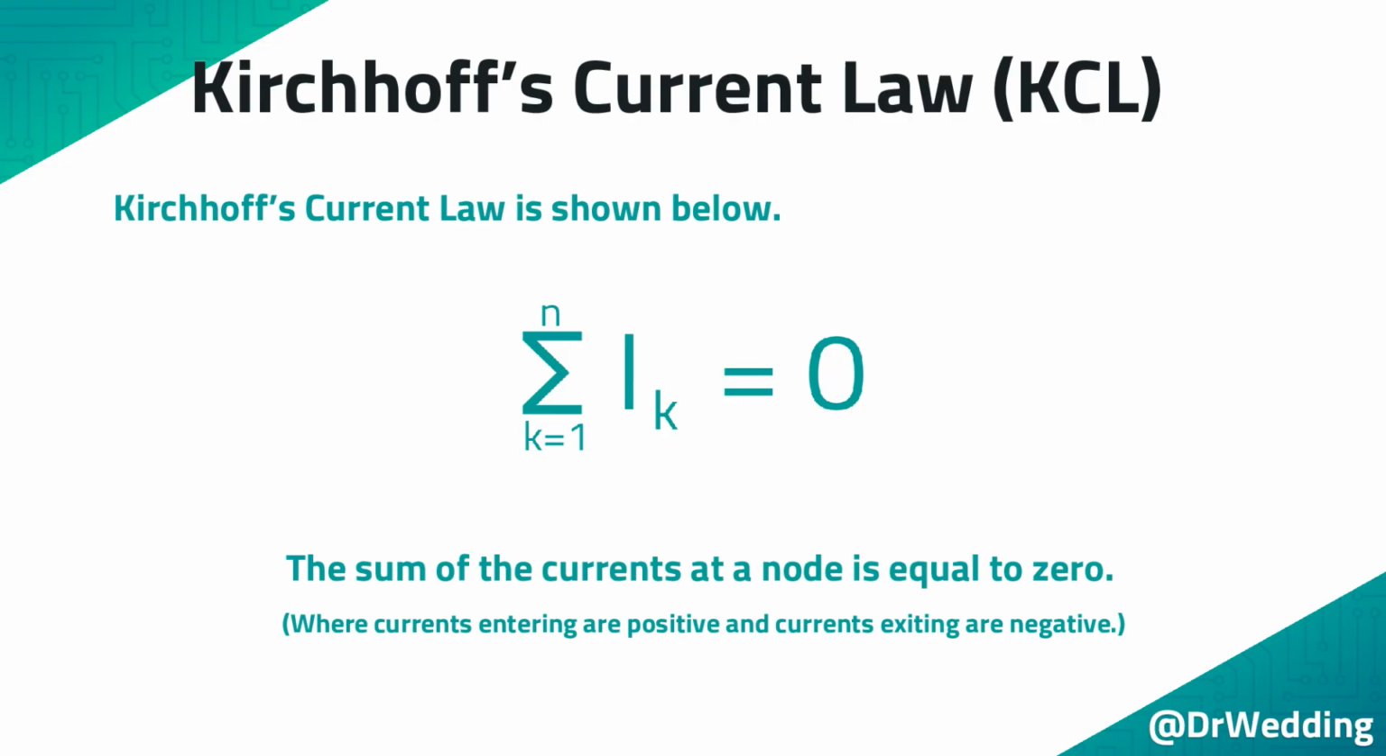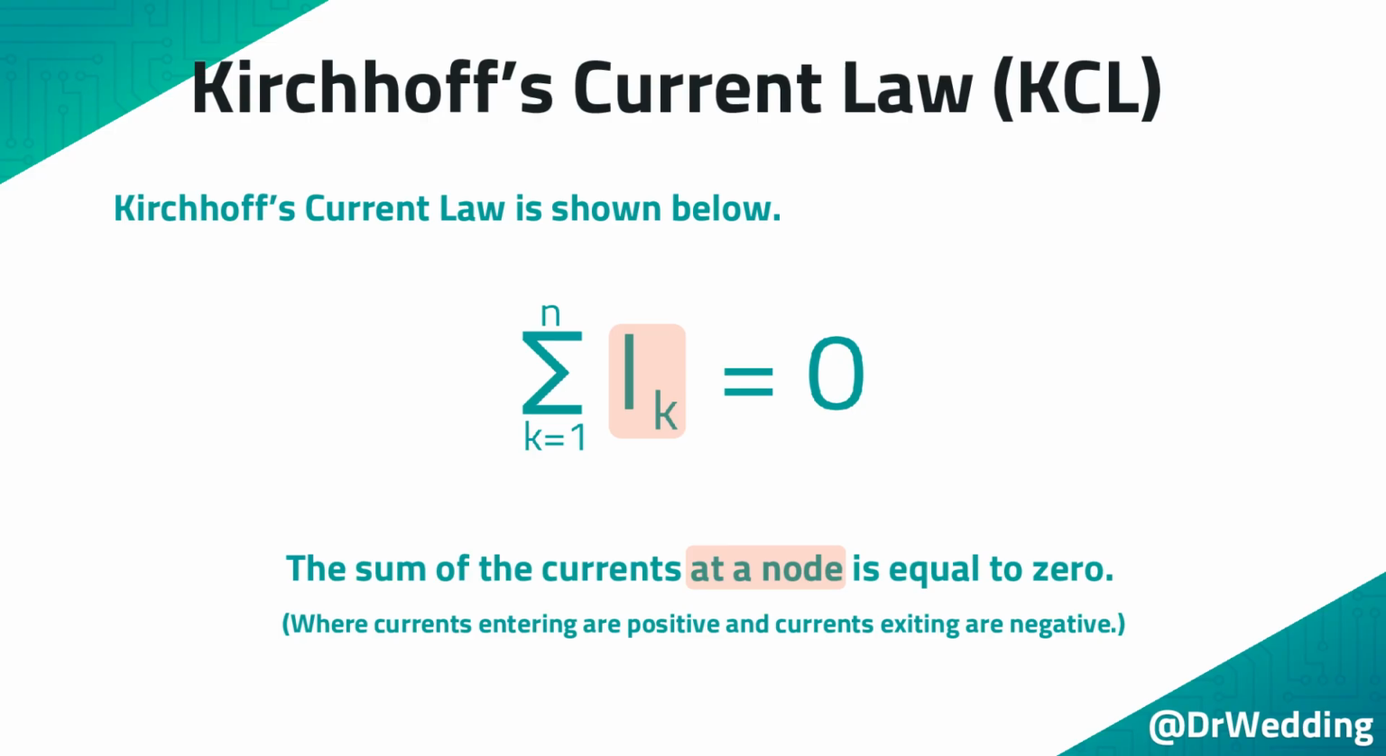Kirchhoff's current law is shown below. It may look intimidating, but it is very easy to understand and use. The sigma in the equation means you take the sum of a list. The list that you are summing up is a list of currents. Because each time you use this equation, the number of currents in the list will be different, the current has an index, k. k goes from 1 to the end of the list. The end is represented by the letter N.